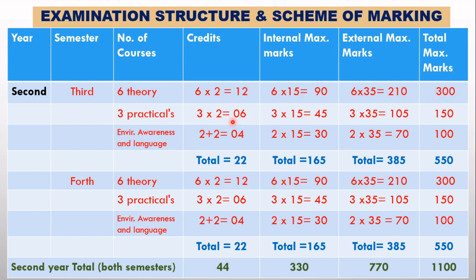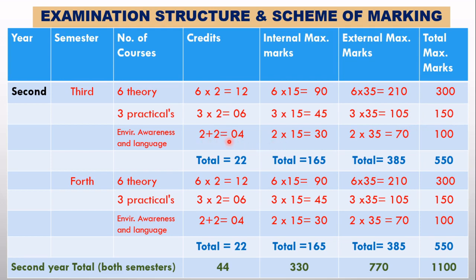In the case of practicals, you can see 3 into 2 becomes 6 credits. Internal marks 3 into 15 becomes 45, and 35 into 3 becomes 105. So in this way it becomes 150.